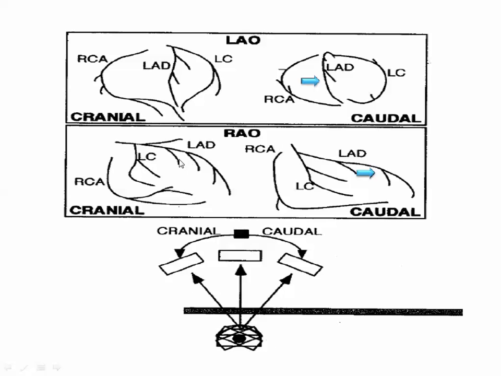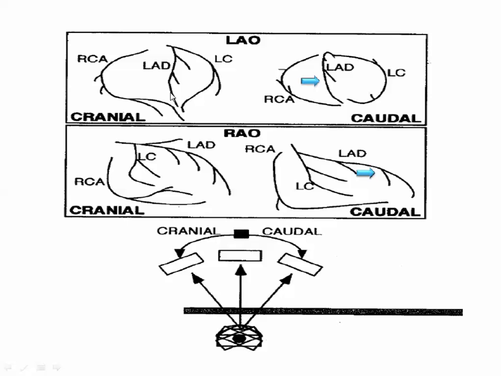What's this view? Here is the spine, so what will it be? LAO, and here is a diaphragm, so what would it be? LAO cranial. So the walls are septum, anterior, lateral, inferior, and this is the RCA, continuation of the AV groove.